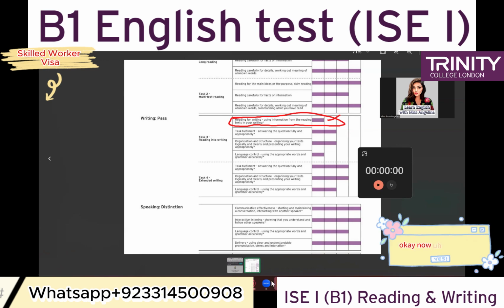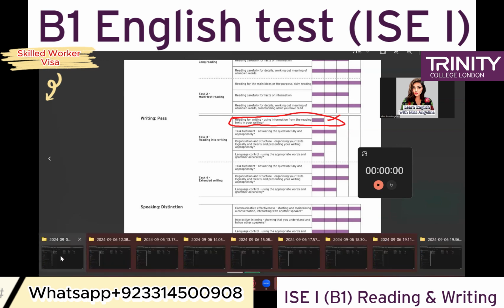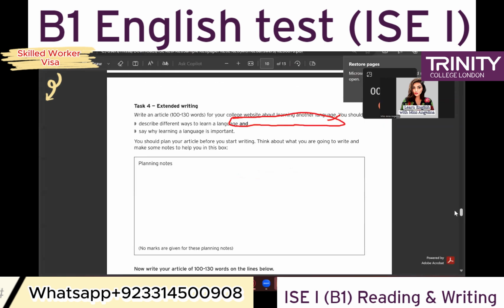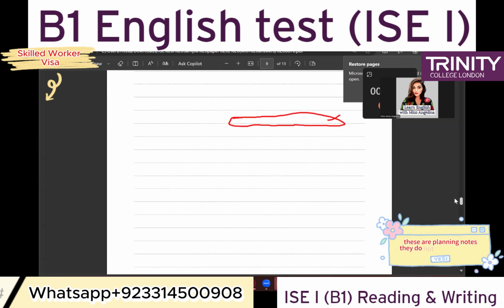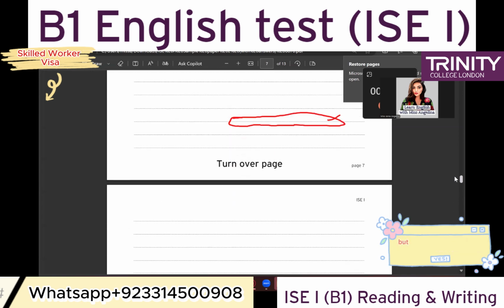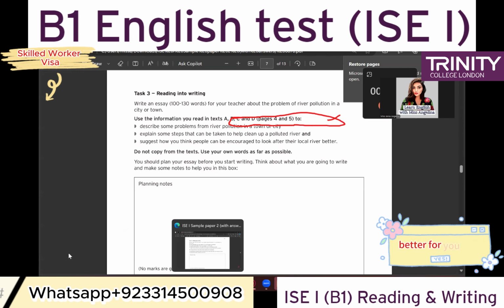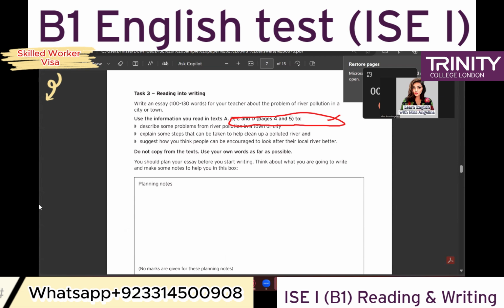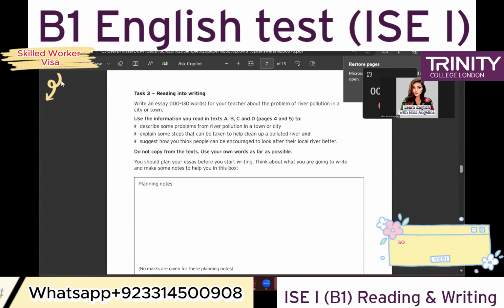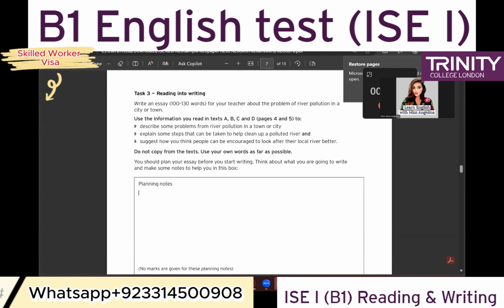Now, for example, these are planning notes. They do not carry any marks, but if you can highlight some points and write them in here, that would be better for you. So how to start this? It doesn't matter if it's an essay, article, letter, or review. The main thing is that you talk about these 3 bullet points.